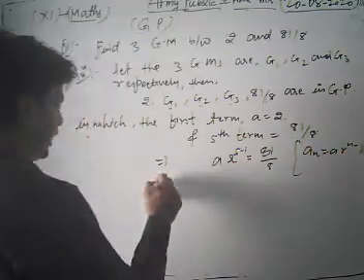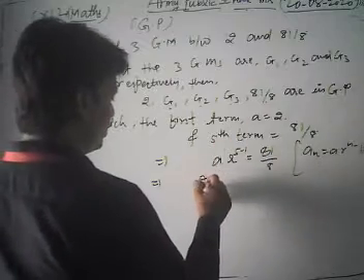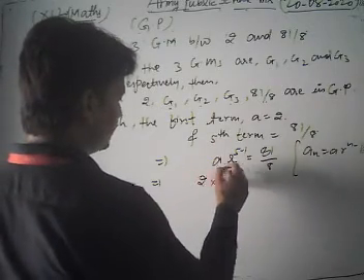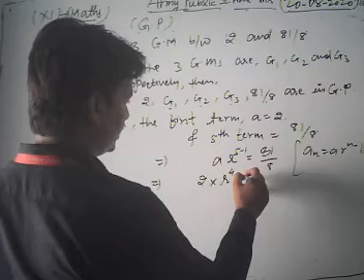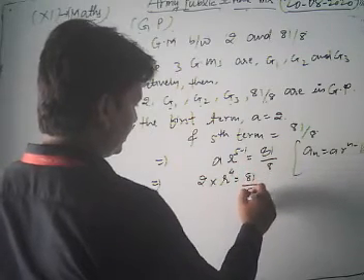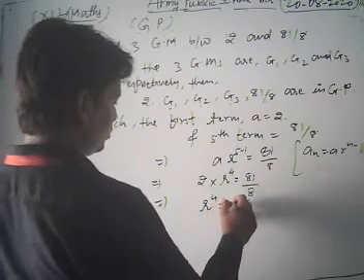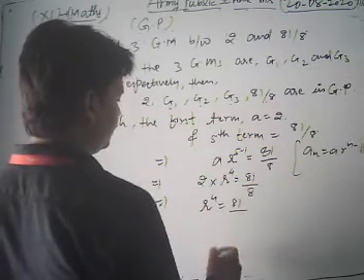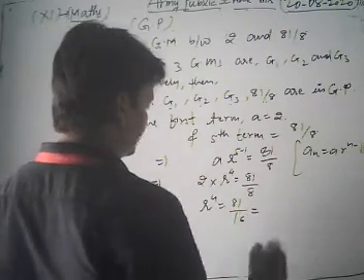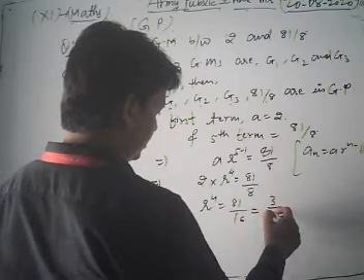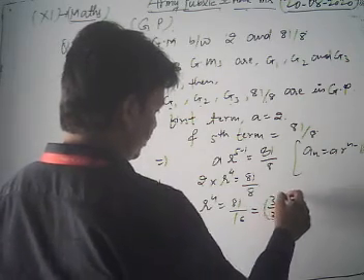So we put the value of A as 2 into r to the power 4 is equal to 81 by 8. So we have r to the power 4 is equal to 81 upon 2 into 8, which is 16. So we write it as 3 by 2 to the power 4.